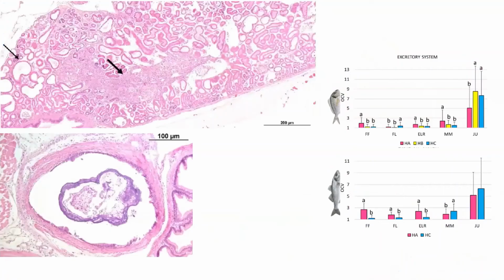We can show you another image related to lesions in the kidney. In this case, we can see the tubular ectasia, some problems related to glomeruli, and also the infiltration, another calculus in the ureter, and we can see that the OCV value exceeds 3.5, arriving near to 9, in particular for hatchery B.